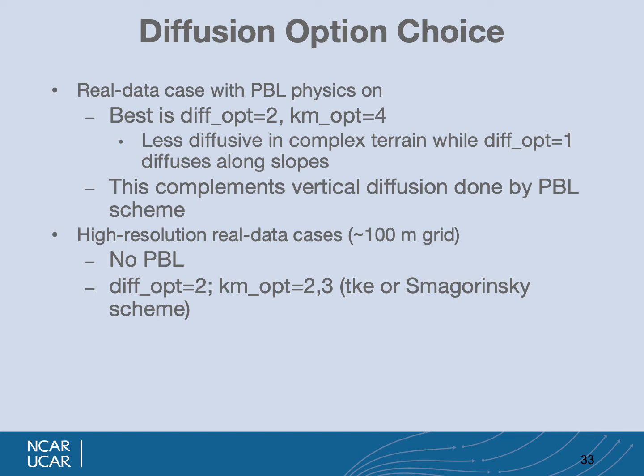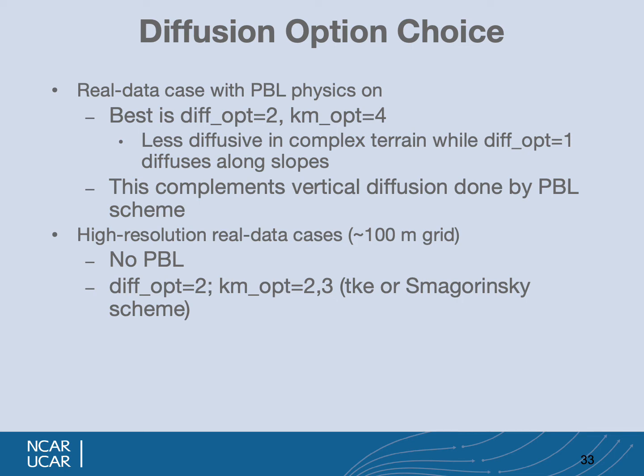So this summarizes your choices when you're using diffusion in the model. In real data cases with the PBL physics turned on, the best option is diff-opt equals 2 and KM-opt equals 4. Diff-opt equals 2 is less diffusive in complex terrain, as I mentioned, than diff-opt equals 1, which diffuses along slopes. So this is especially good for complex terrain. If it's reasonably flat, it doesn't make a lot of difference whether you use diff-opt equals 1 or 2. So using KM-opt equals 4 complements the vertical diffusion done by the PBL scheme as well.